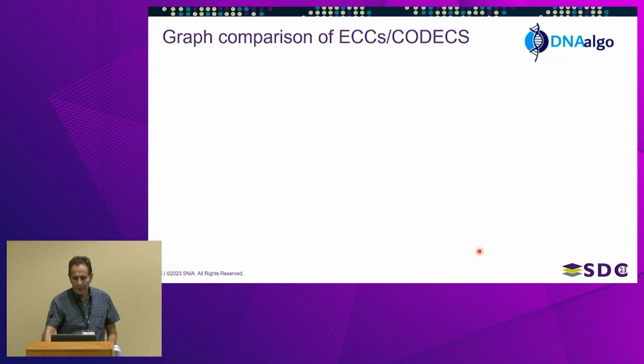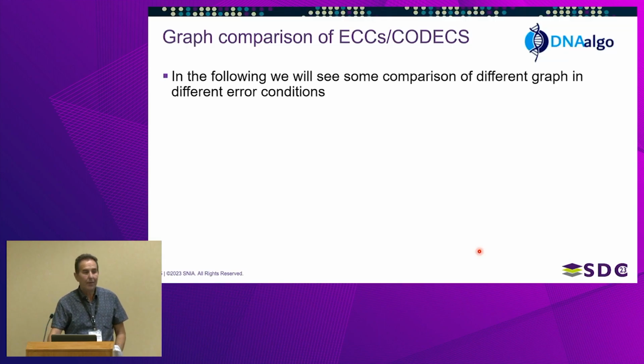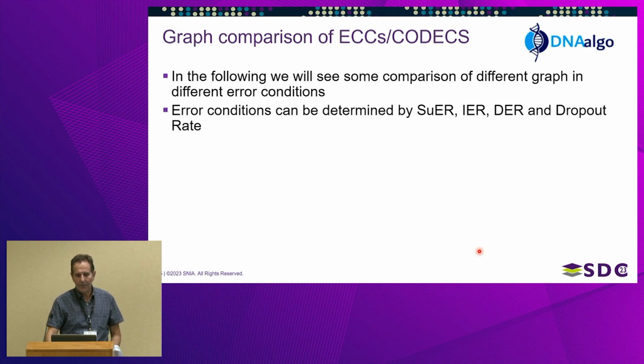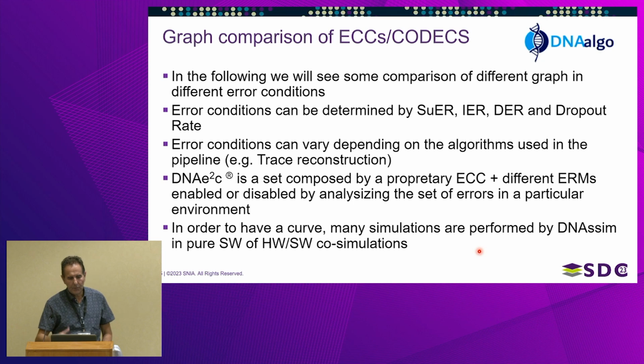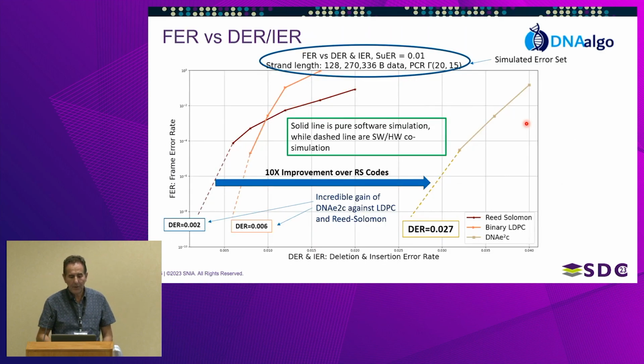Okay, so in terms of comparing ECCs and codecs, with our simulator we're able to sweep and evaluate the frame error rates versus the substitution error rates, insertion error rates, and deletion and dropout rates. And we've taken that approach and generated graphs. In particular, and this is an example, and this is really the sort of technical punchline here, we have an error set here. This is what we simulated.